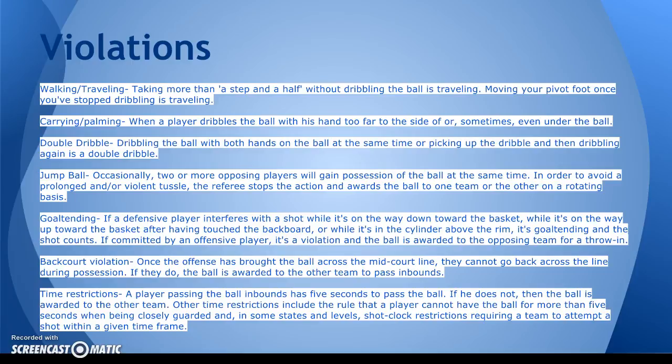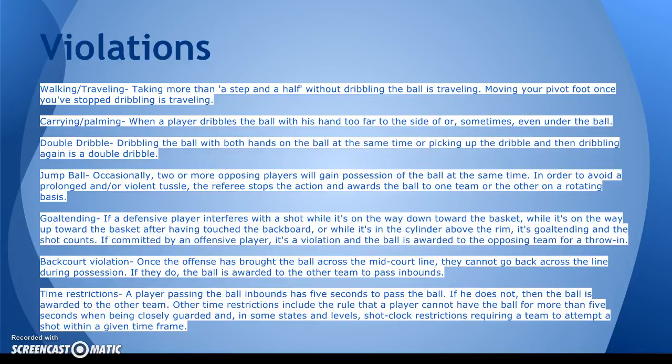Backcourt violation. Once the offense has brought the ball across the midcourt line, they cannot go back across the line during possession. If they do, the ball is awarded to the other team to pass inbounds. Time restrictions. A player passing the ball inbounds has 5 seconds to pass the ball. If he does not, then the ball is awarded to the other team.